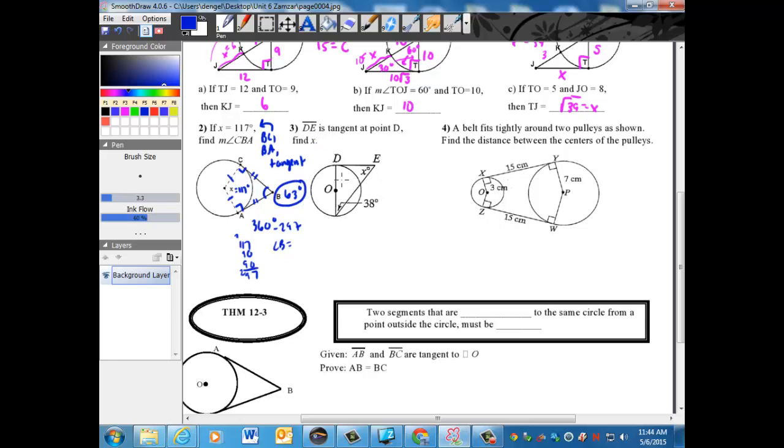Alright, 3, DE is tangent at point D. Put a 90 degree box here. If this angle is 38, we know that x has to be 52 degrees. There's 180 degrees in all triangles.